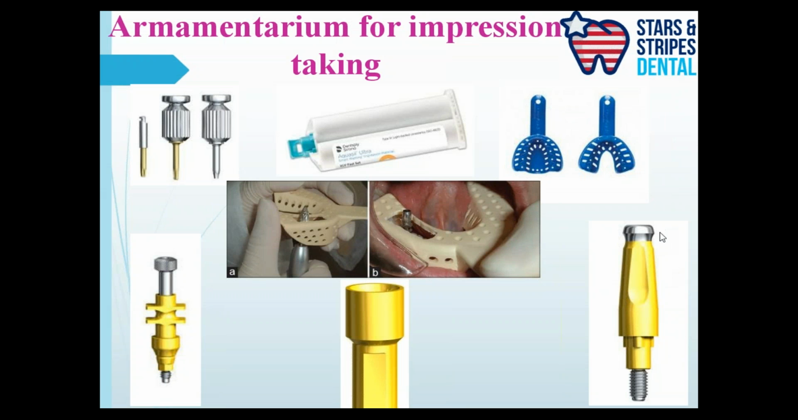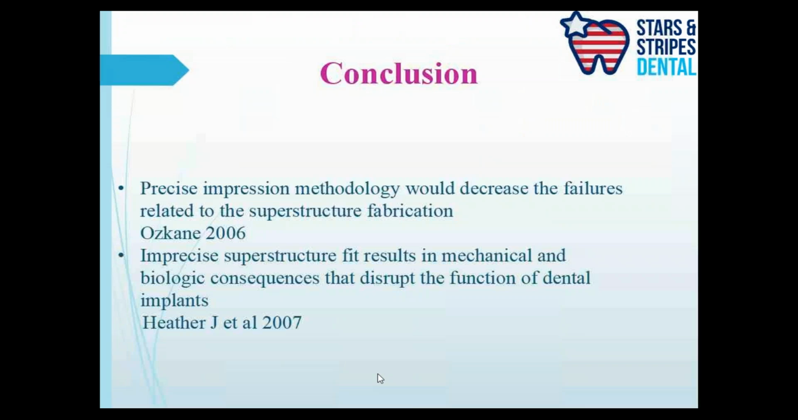So this is the closed tray impression coping. As you can see, the screw is smaller. This is the open tray impression coping. The screw is longer. This is the abutment, the implant replica.